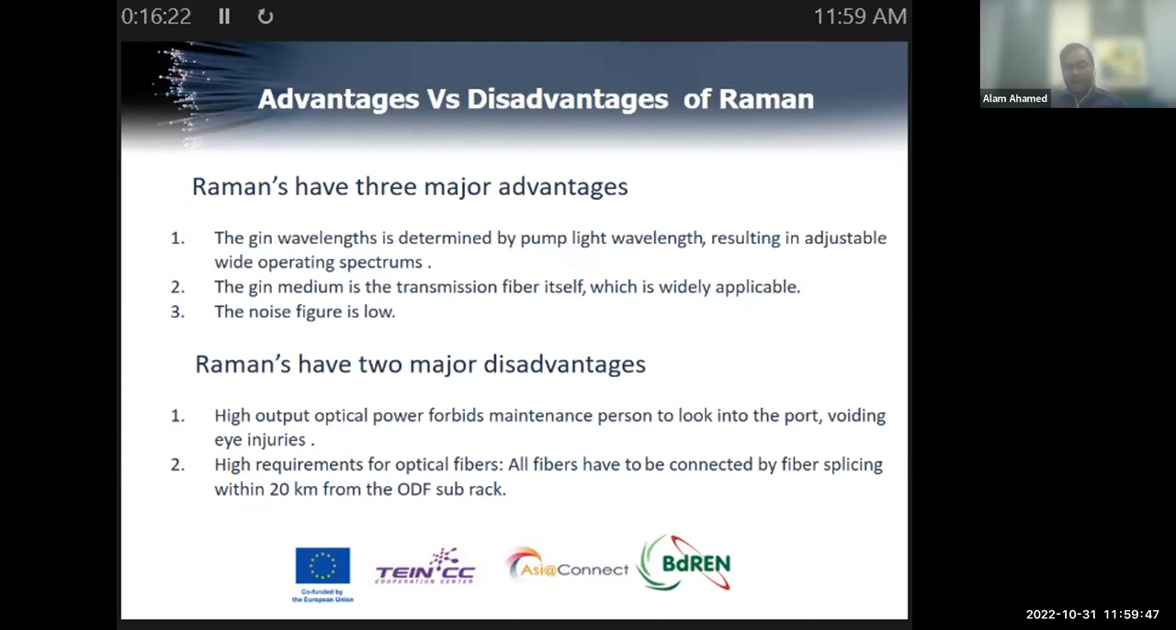Raman amplifier has a high output power. Maintenance personnel are forbidden to look into the optical port directly to avoid eye injuries. And the Raman laser must be turned off before inserting or removing the fiber. Otherwise, maintenance personnel might be injured by strong light. Second shortcoming is the high requirement on optical fiber. All fibers have to be connected by fiber splicing.